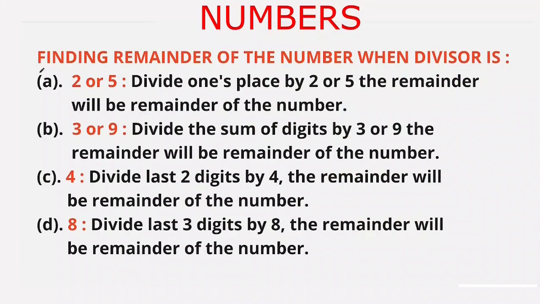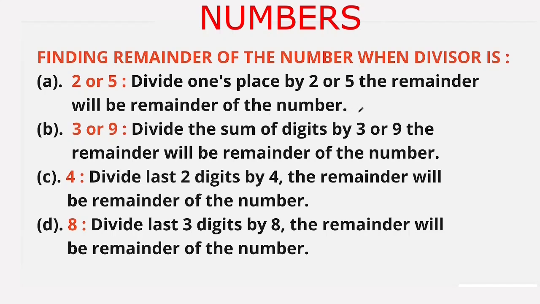In this video, we are going to learn how to find the remainder. We go to the topic. Finding the remainder of a number when the divisor is part A: 2 or 5. Divide the ones place by 2 or 5. The remainder will be the remainder of the number.